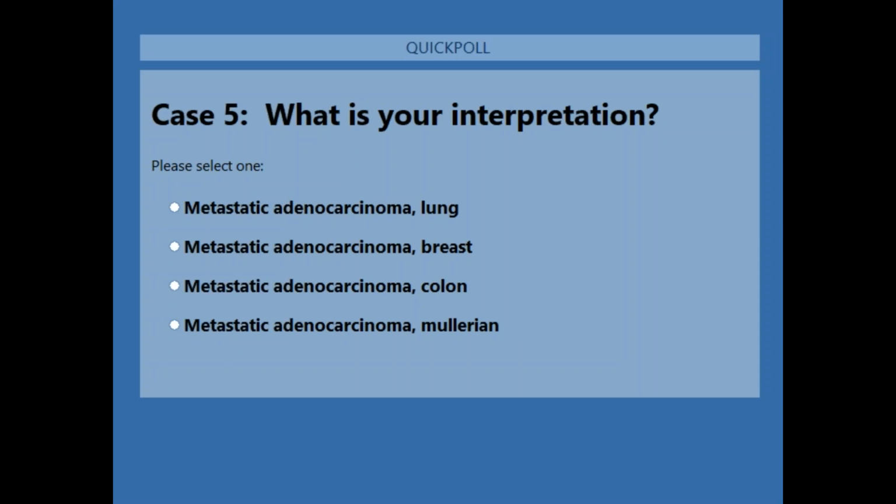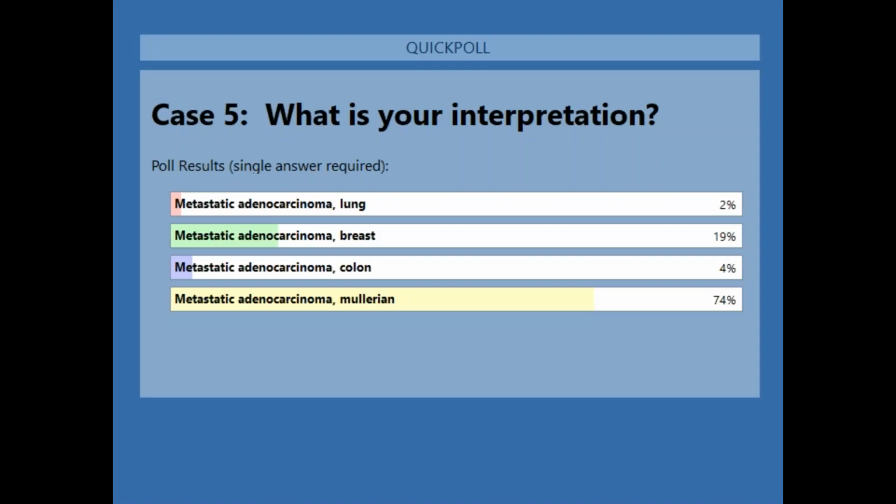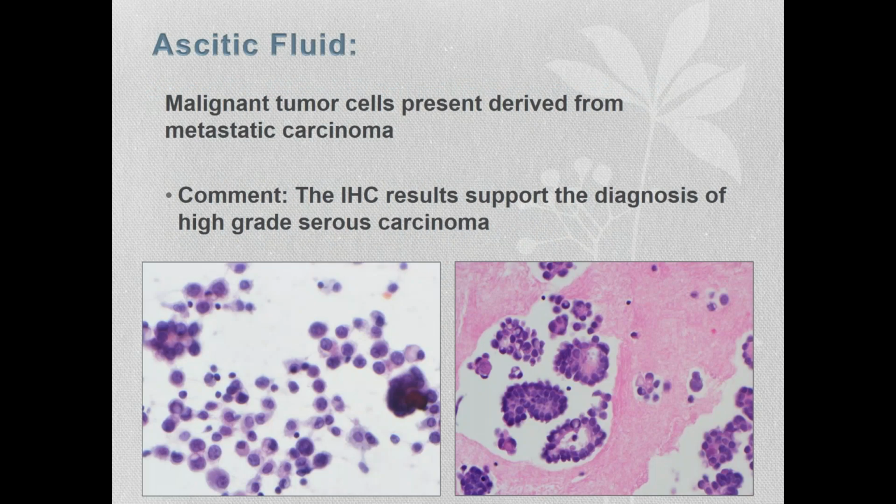All right, the poll is now open. Looks like we know it's metastatic adenocarcinoma, but where is it coming from? And just a few more seconds, and I'll ask Joanne to close the poll so we can see what you all said. Looks like the vast majority of you think it's Müllerian origin metastatic adenocarcinoma. Excellent choice. That's indeed what it ended up being.